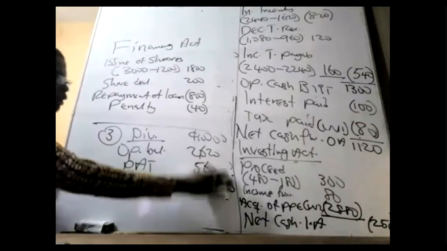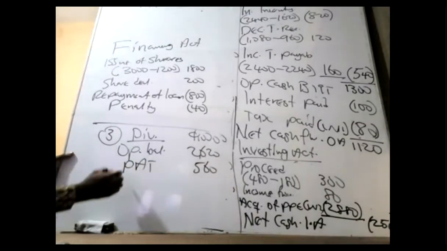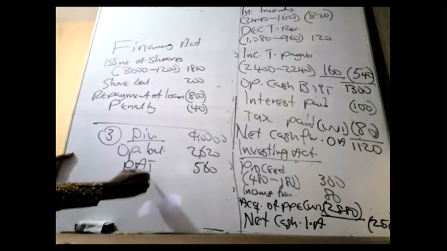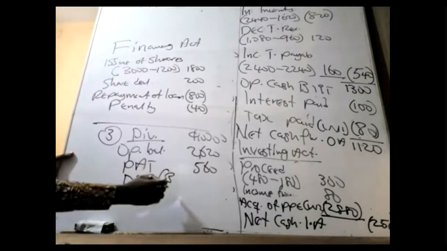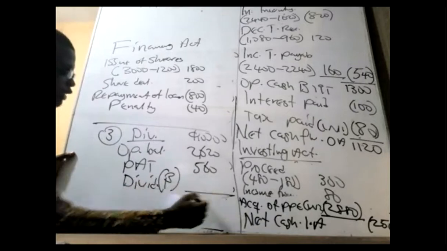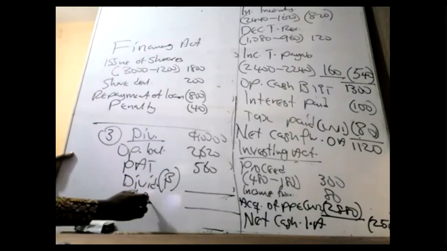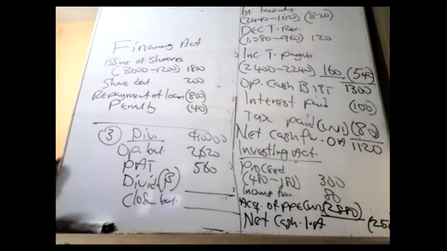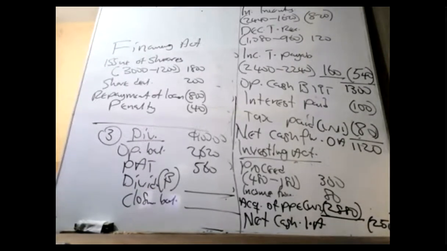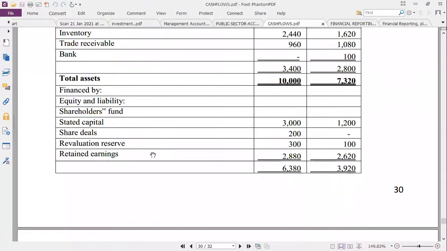Then, for the closing balance, there's a space right there with a bracket for the balancing figure. It's a balancing figure. Leave a space by the closing balance of the retained earnings. What's the closing balance of the retained earnings? Let's go and pick it quickly. The closing balance of the retained earnings happens to be 2,880.